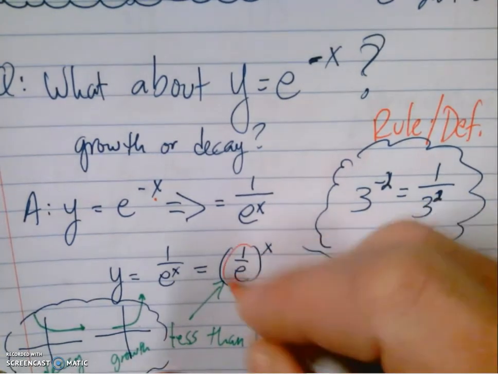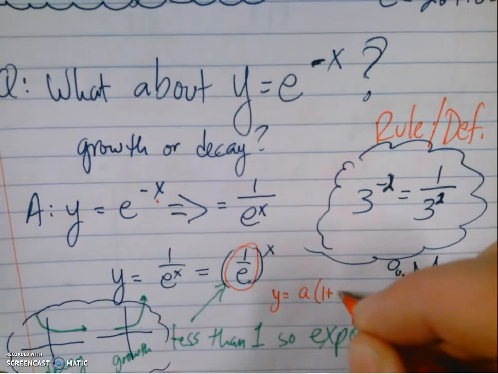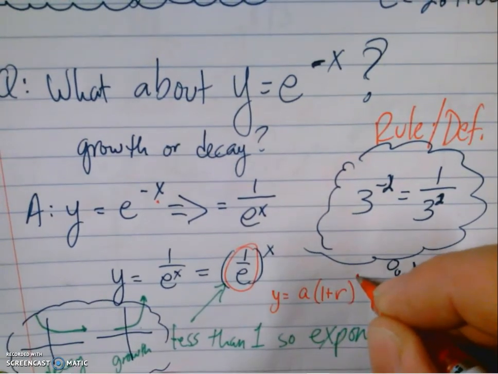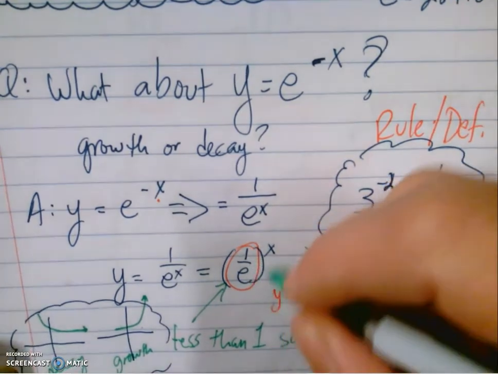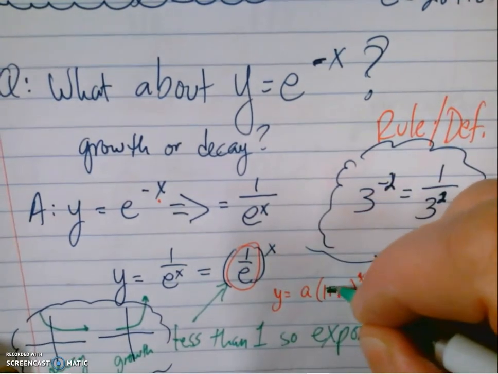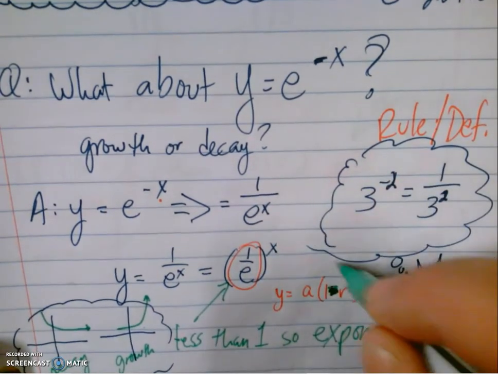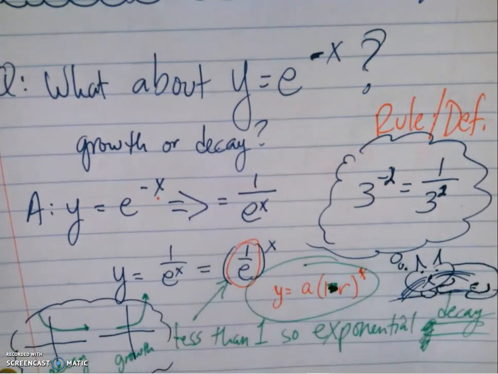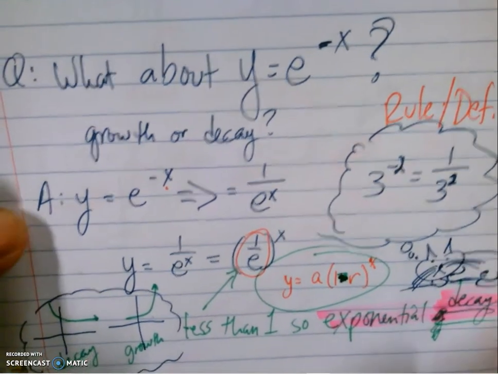And again, what you have inside here doesn't look like 1 plus R to the X. In fact, I messed up. Because this is less than 1, it must be 1 minus R. 1 over E would be something less than 1. So we must be dealing with this equation. So it must be decay.